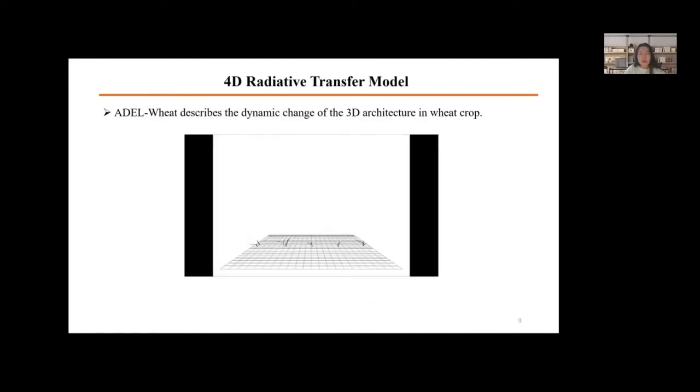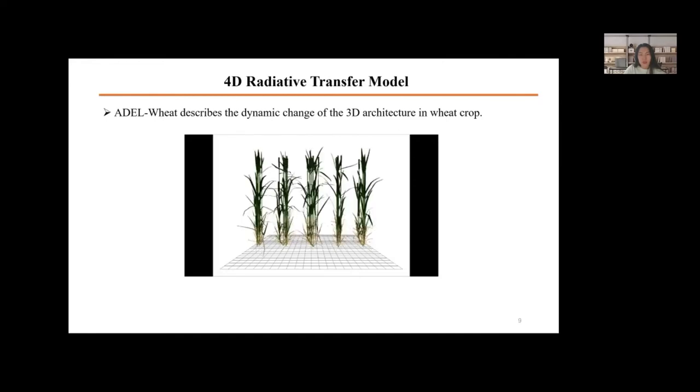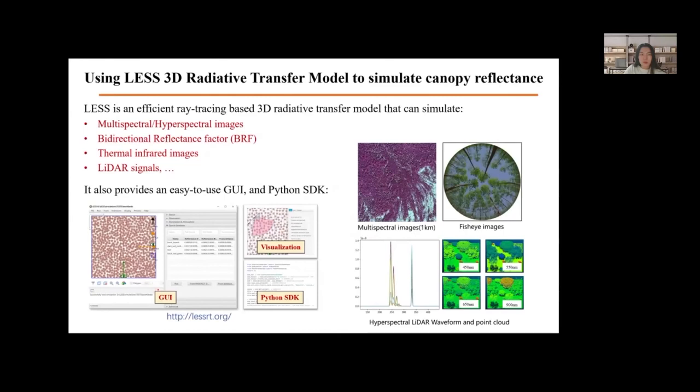From this ratio, we can see the ideal weight can describe the dynamics of change of three-dimensional architecture in the wheat crop. LESS is an efficient ray tracing model based on the three-dimensional radiative transfer model, which can simulate multispectral or hyperspectral images, the bidirectional reflectance factor, thermal infrared images, LiDAR signals, and so on. So we want to use the LESS three-dimensional radiative transfer model to simulate the canopy reflectance.